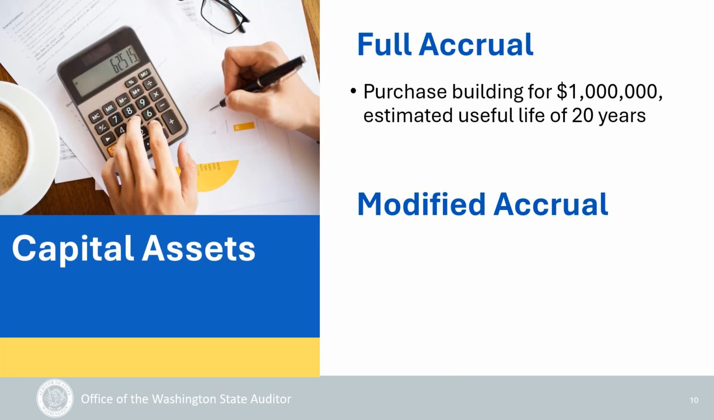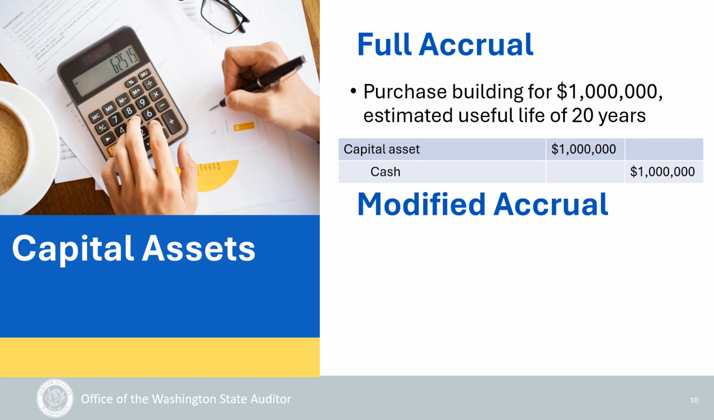A government purchases a building for $1 million, and it has an estimated useful life of 20 years. Under full accrual accounting, we record a capital asset. That asset is going to benefit us over many years, so we're going to spread the expense of this asset out over those years. We debit capital asset and credit cash for the $1 million.